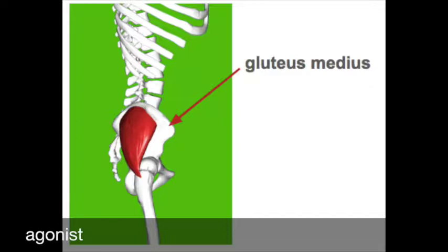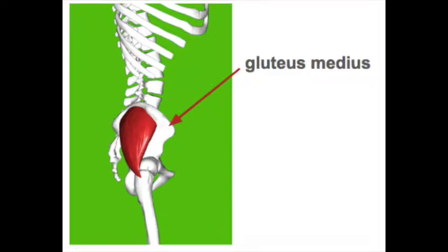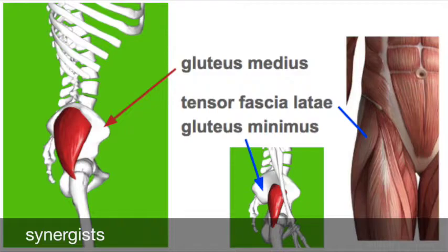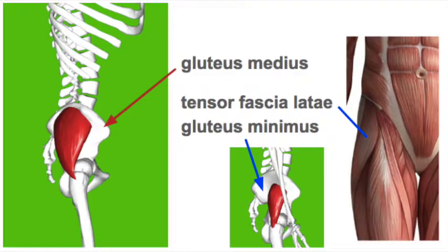The gluteus medius attaches to the pelvis and femur, crossing over the outside of the hip joint. The muscle generates force and pulls on the bones. Synergists or assisting muscles are the gluteus minimus, which is deep to the gluteus medius, and tensor fascia latae. Now hip adduction is the opposite.